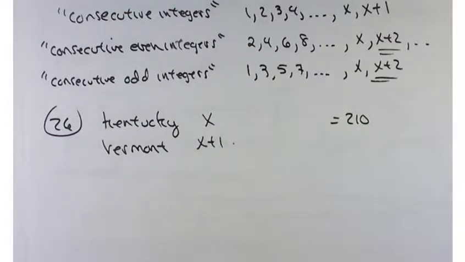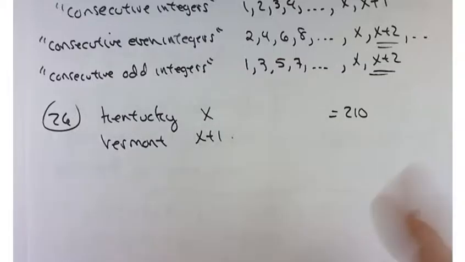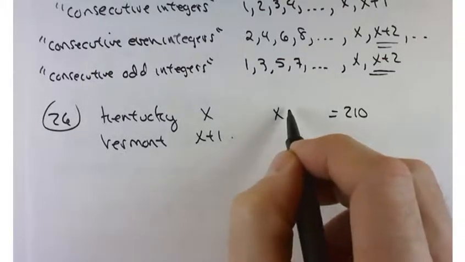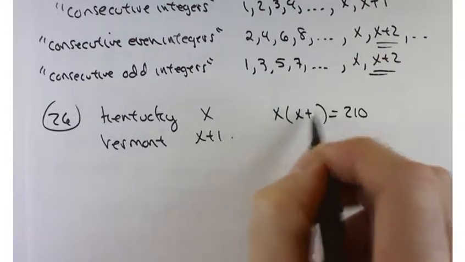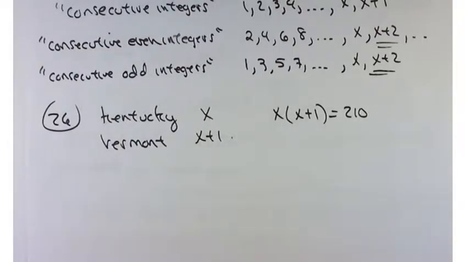Okay, nice. What should I put on the left-hand side of this equation? Anyone? X times X plus 1. So the product of those two numbers is 210. Basically, you've got the product of consecutive integers is 210. And that gives you your quadratic equation. Let's see if we can solve it.